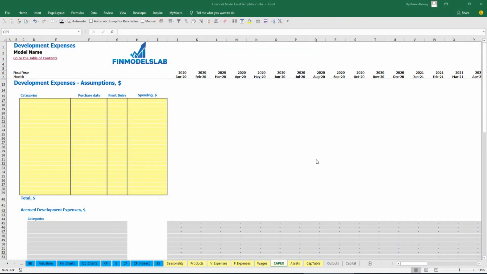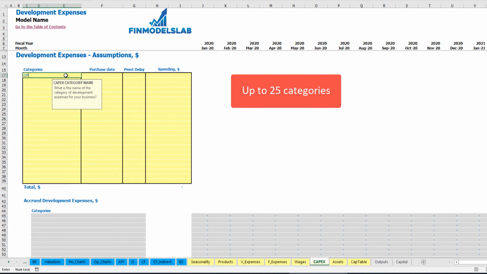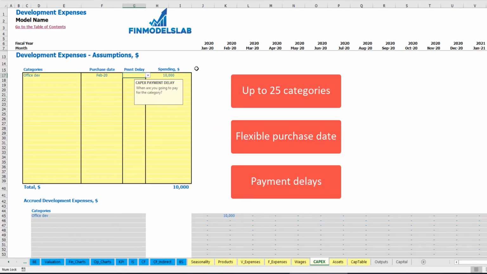On the CAPEX tab you may input up to 20 development expenses categories. Let me give you a couple of examples. So for example office development with purchase date of February 20 with spending of $10,000, and you also can input payment delay. What does it mean? Let me set up 2 months for example.